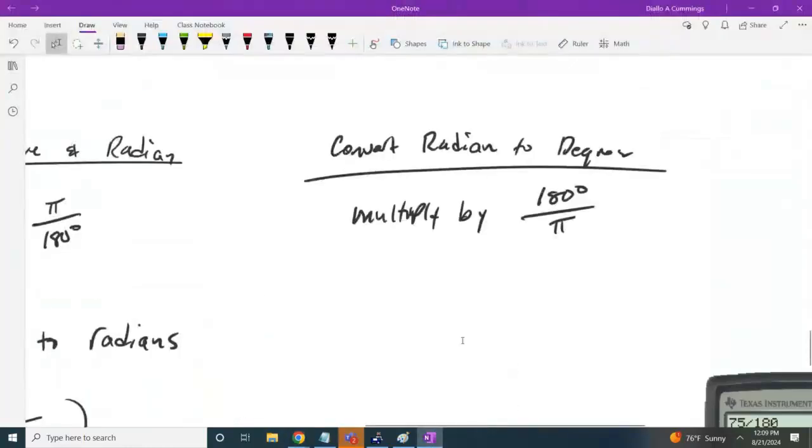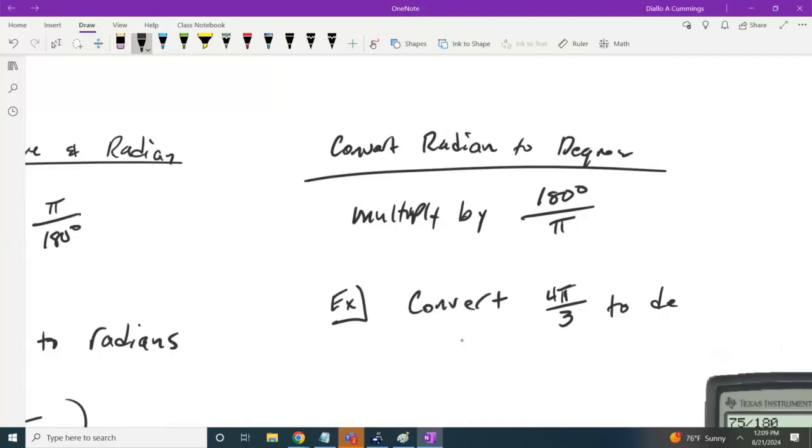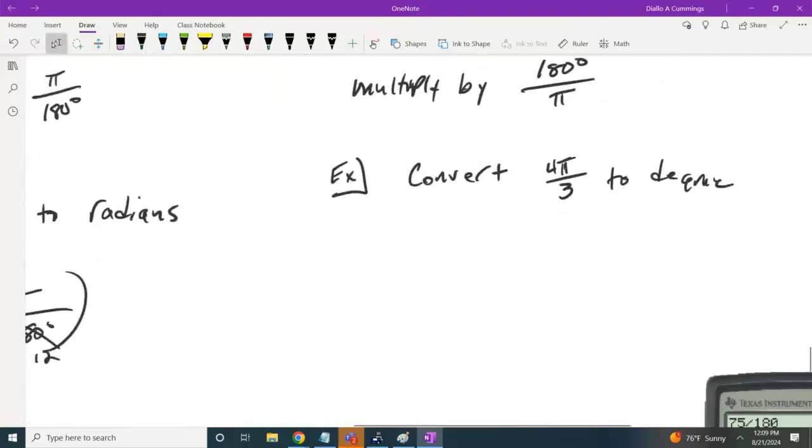Right, because 15 degrees is not in that unit circle. So here's an example. Convert 4 pi over 3 to degree. I can take 4 pi over 3. I can multiply by 180 over pi.